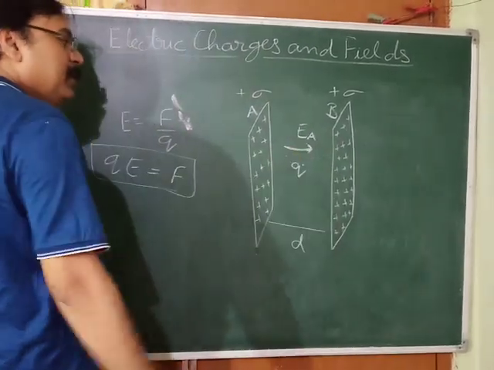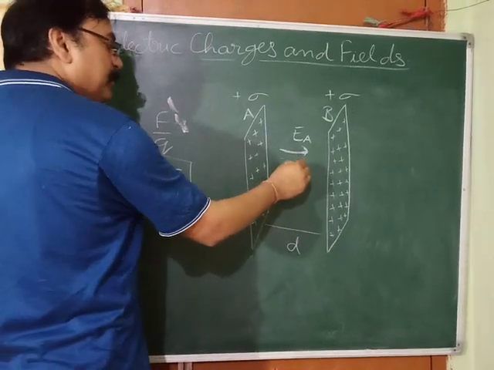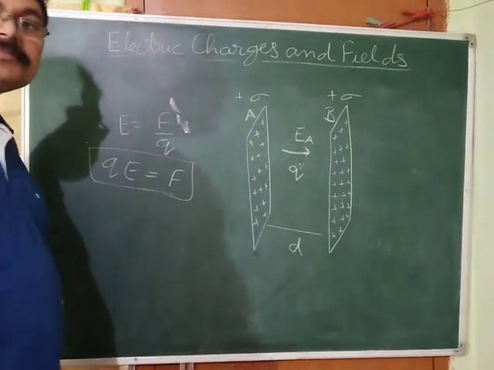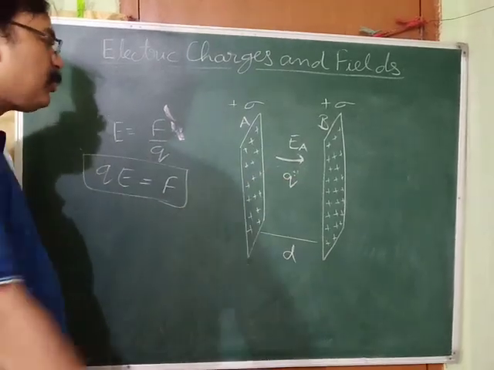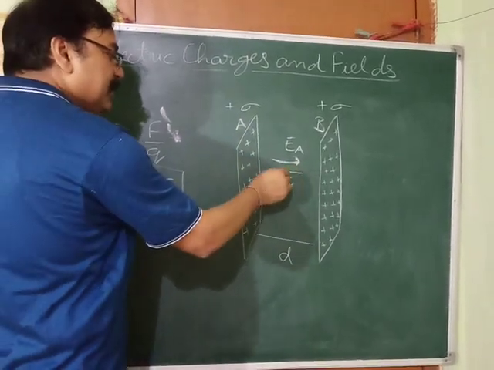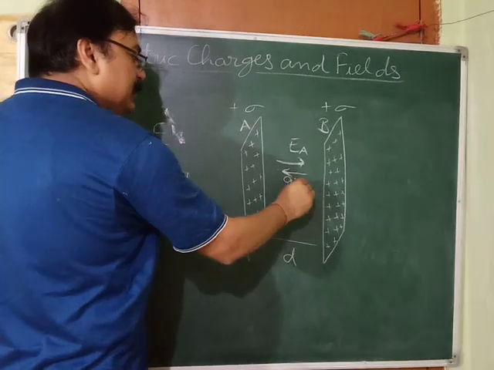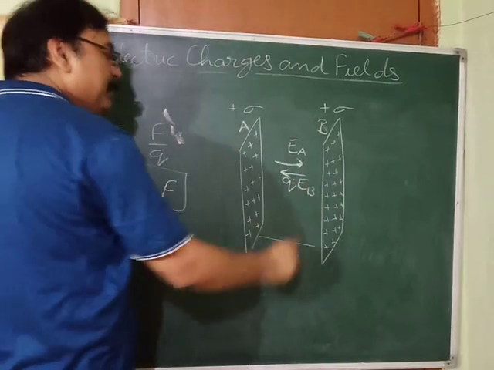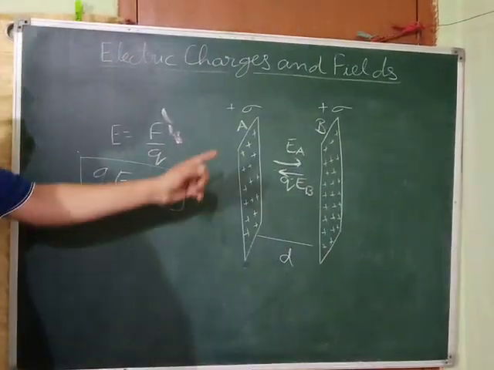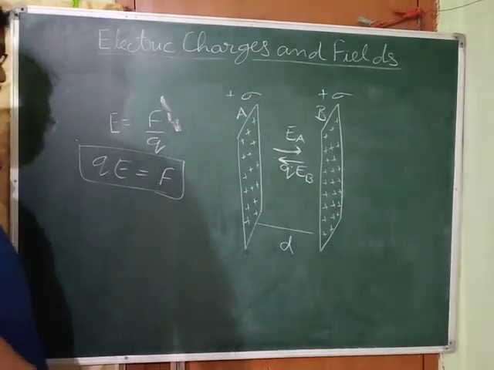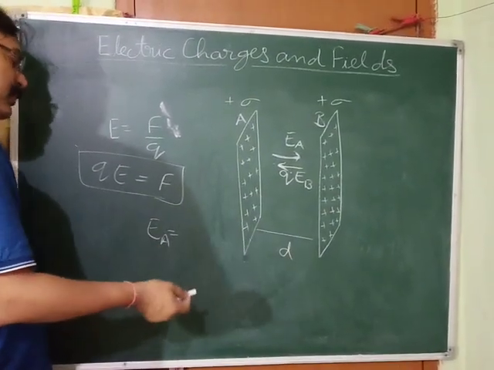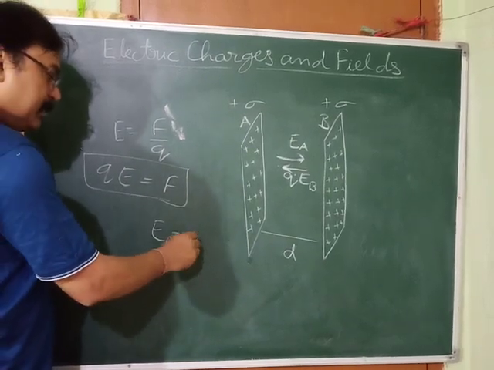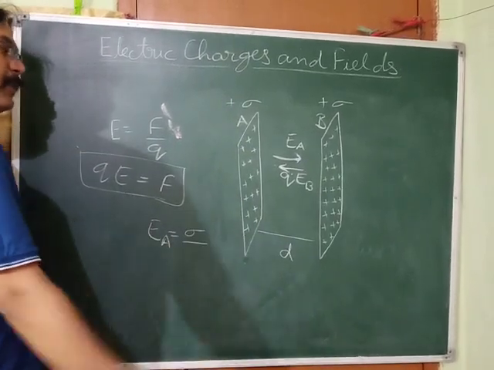Now again you place a unit positive charge over here. What will this plate do to this unit positive charge? It will also repel. In which direction? In this direction. So the electric field intensity due to this plate B will be in this direction. So both are in the opposite direction. Now what is the value of EA according to application of Gauss law? It is sigma by 2 epsilon naught.